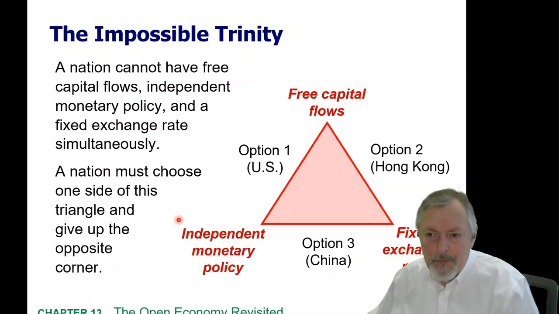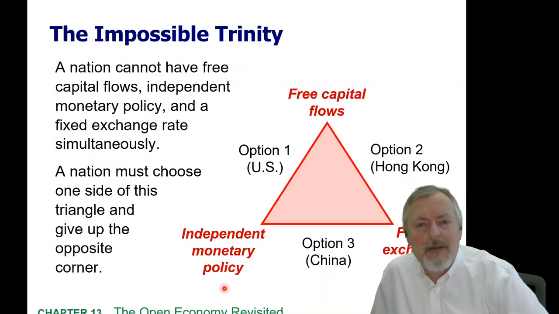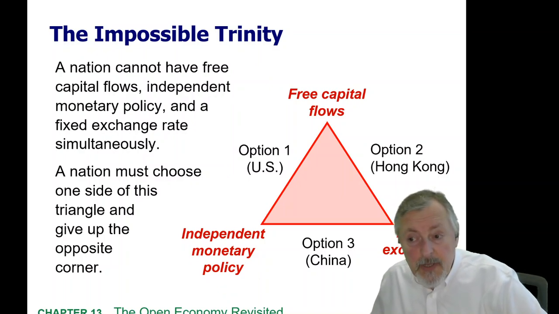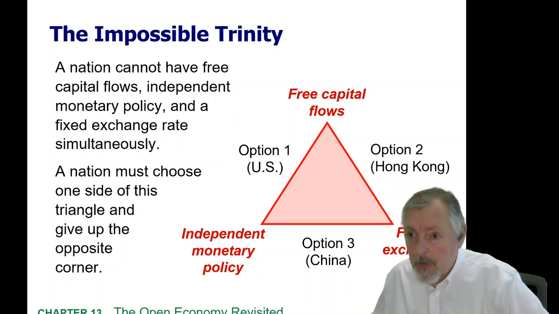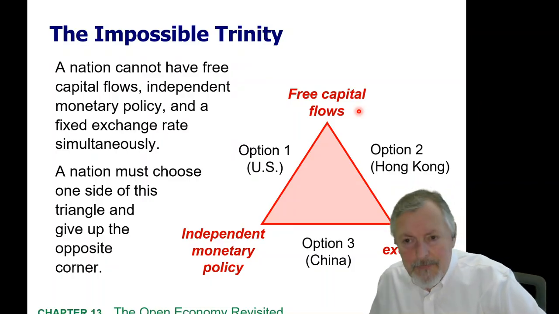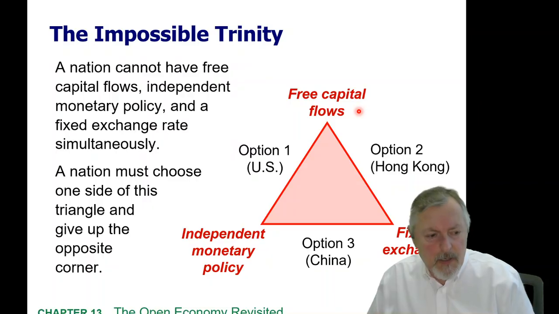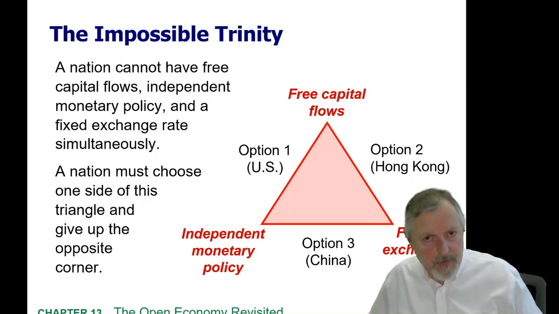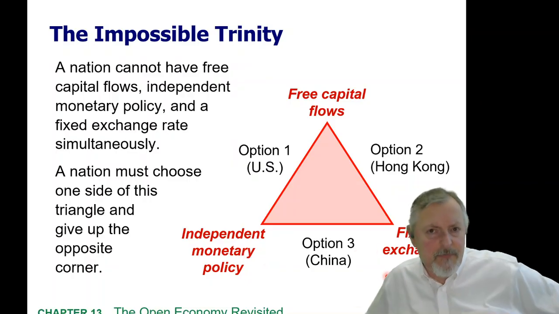So they have those two, but they give up having an independent monetary policy, because if they're going to have a fixed exchange rate and free flows of capital, then they have to be able to control the money supply to keep the value of the currency fixed, which means they don't have discretion in their money supply anymore. Their monetary policy is commanded by the need to keep the exchange rate fixed.